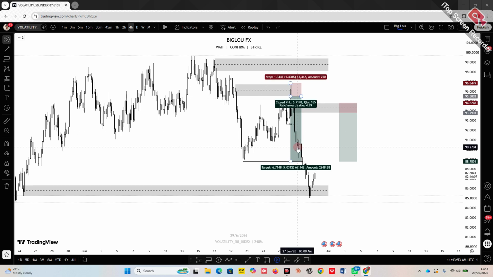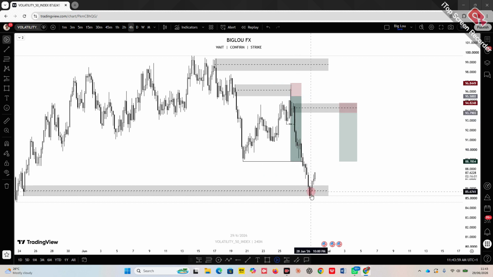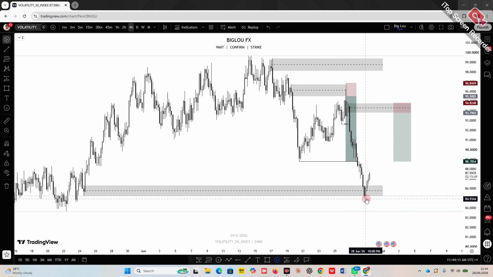This is a drop base drop. This was the beginning of the drop. This is the base. This is another drop. So you could see that there's bearish momentum. But in this whole 4 hour movement we are seeing now, price did a little bit of sweeps. We call it liquidity sweep. If you look carefully, you'll see a liquidity sweep.